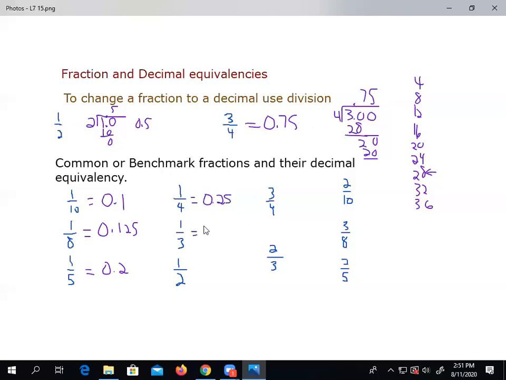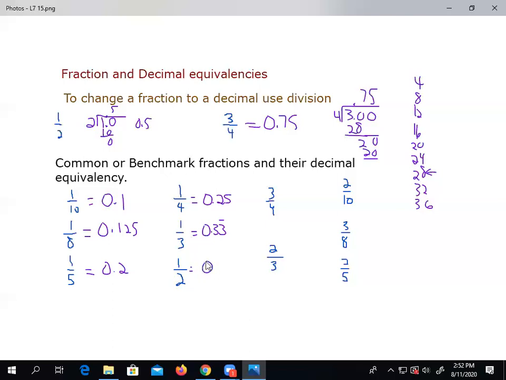1/3 is a weird one. It's 0.33 with a little bar over it, which means the 3 just keeps repeating forever. So it's like 0.333333 on to infinity. So that's what's called a repeating decimal. So a lot of times 1/3 is reduced to just 0.33 as an estimation.